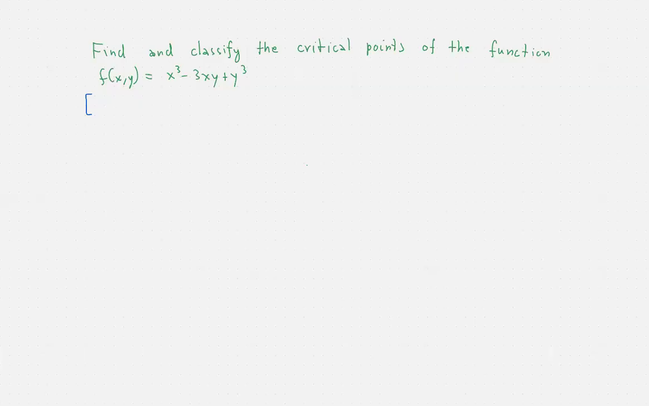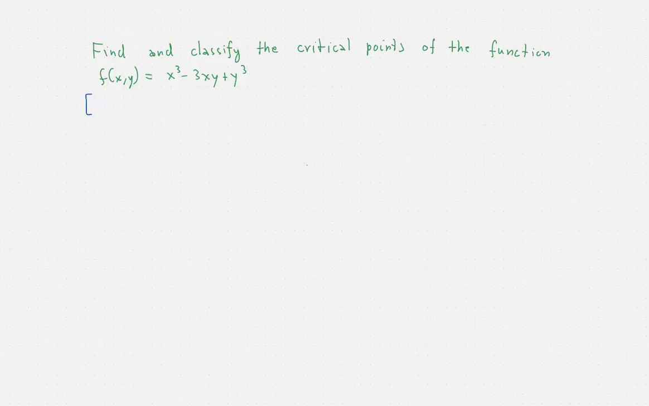So we would like to find and classify the critical points of the function f(x, y) = x³ − 3xy + y³. In particular, we would like to determine if the critical points that we find are local minima, local maxima, or saddle points. So let's recall the theoretical basis behind this.